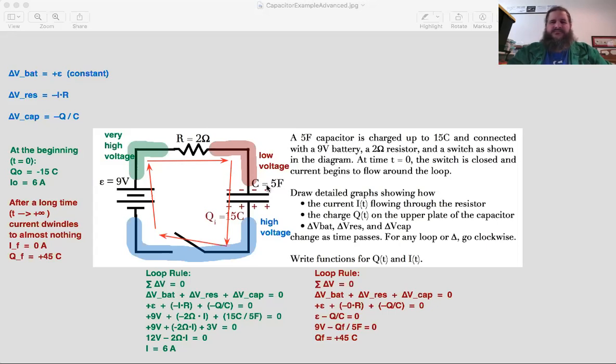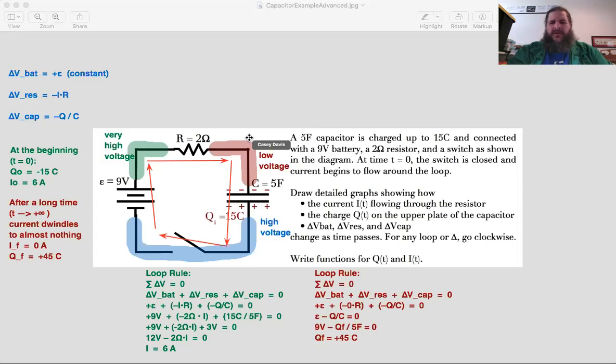So the initial value is -15 for the charge on the top plate of the capacitor. And the final is 45. So the graph would go from -15 to 45. Yes, the graph of charge is going to have an initial value of -15 coulombs below the axis, and it's going to exponentially decay through the axis up towards an asymptote of +45. Okay, thank you. I think that'll become more clear when we actually draw out the graph.